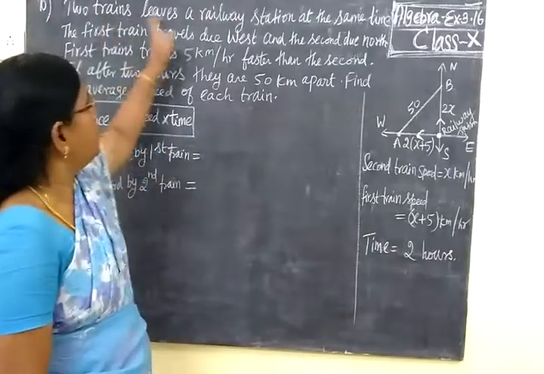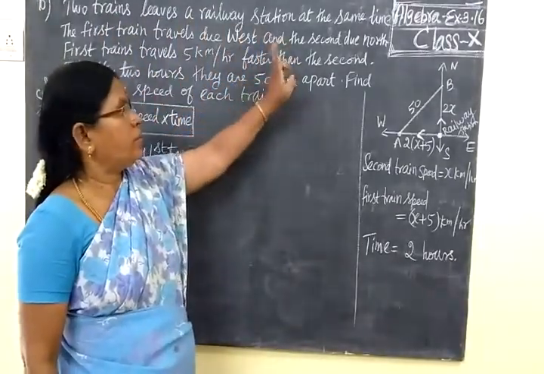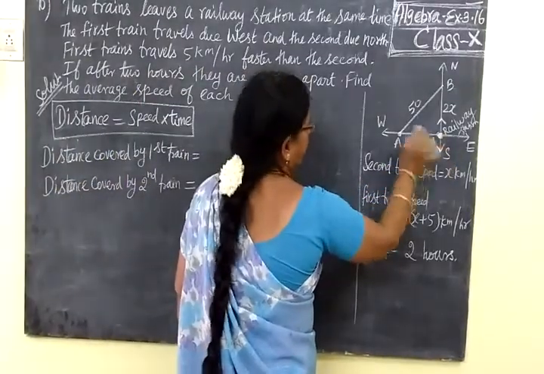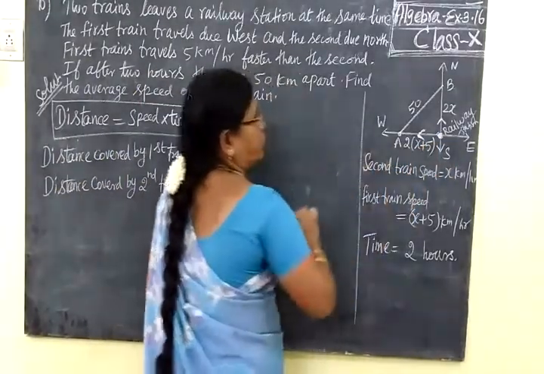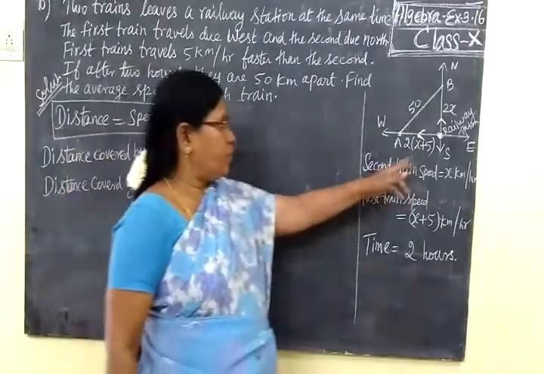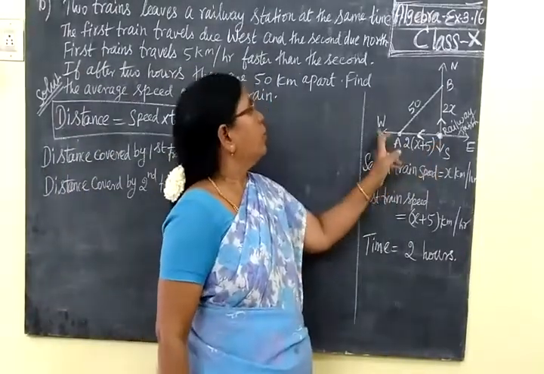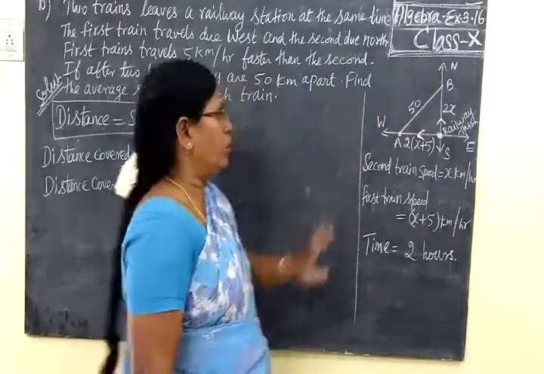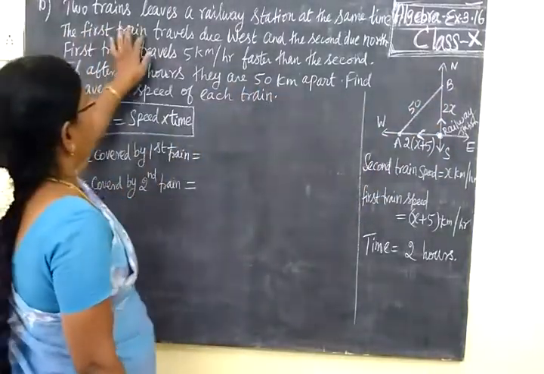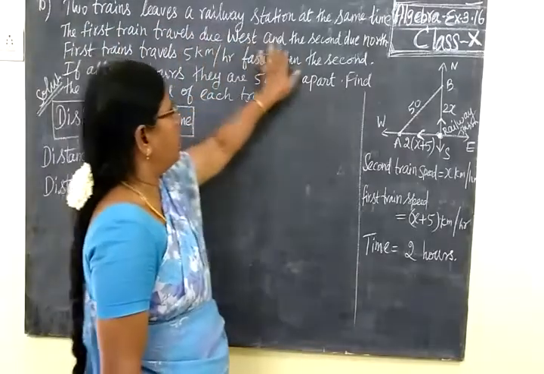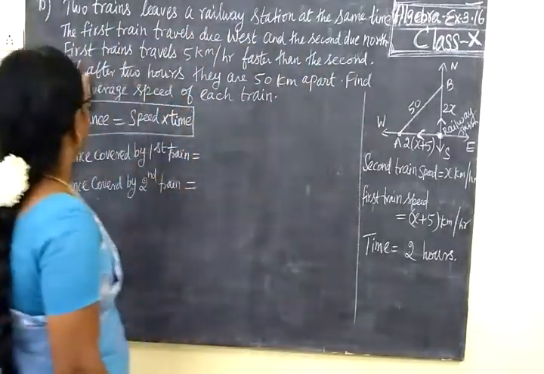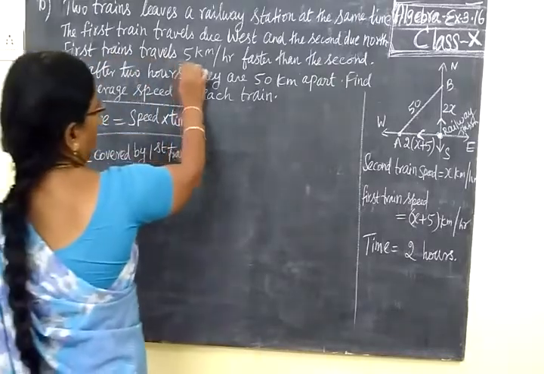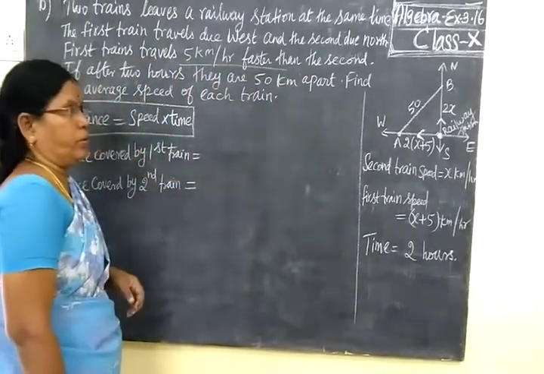The two trains leave a railway station at the same time. Consider this as the railway station. Here two trains are departing at the same time, one towards west and another towards north. The first train travels due west and the second train travels due north. The first train travels 5 km faster than the second one.